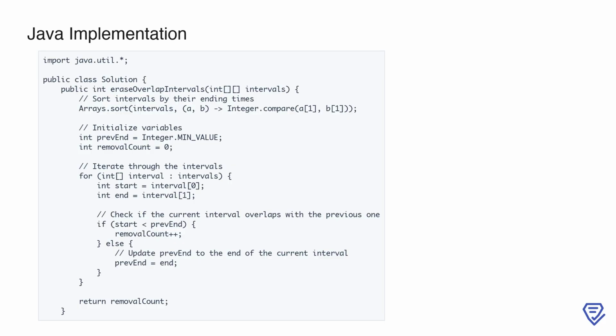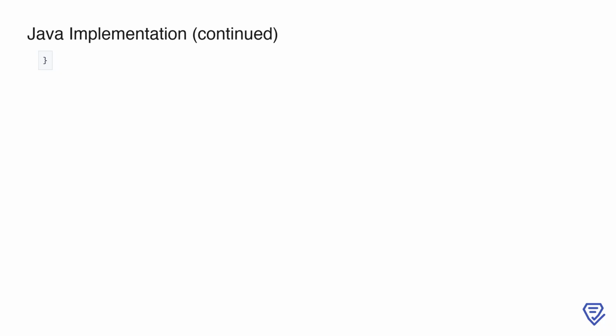After setting up, we iterate through each interval in the sorted list. For every interval, we extract its start and end times. We then check if the current interval overlaps with the previous one by comparing its start time with prevEnd. If it does overlap, we increment removal count, as this interval cannot be included. Otherwise, we update prevEnd to the end time of the current interval, as it's now part of our non-overlapping selection. Finally, the method concludes by returning the removal count variable, which represents the total number of intervals that need to be removed to eliminate all overlaps.